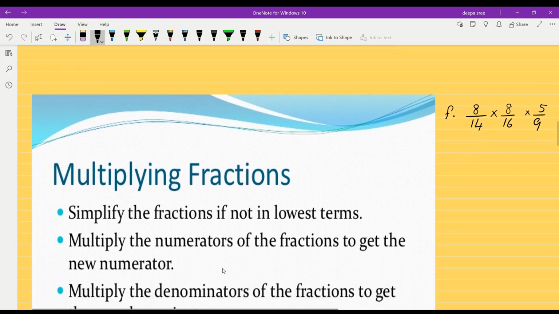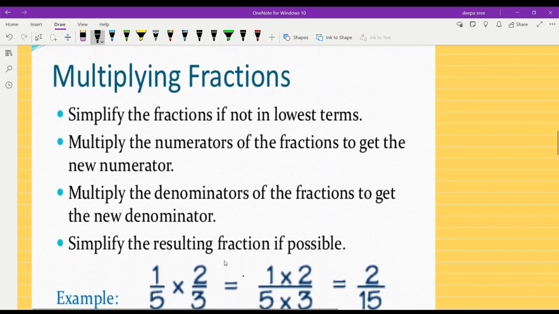So next one, what are the steps involved in the multiplication of fractions? Simplify the fraction if not in lowest terms, that is the first step. Second step, multiply the numerators of the fractions to get the new numerator in the product. That I already explained now. Next, multiply the denominators of the fractions to get the new denominator.